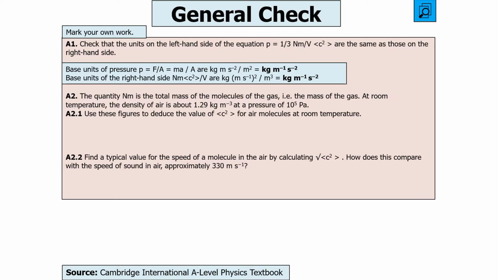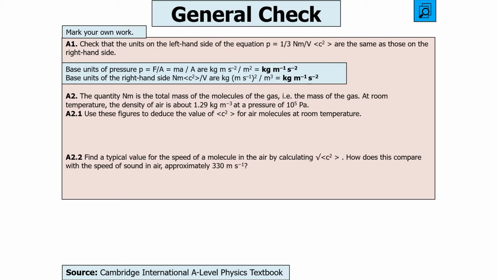Whilst on the right hand side, we can say it's Nm times c squared over V, so therefore it's going to be kilograms, because N is just a number, so it'll have no units. So it'll be kg, there'll be m s to the minus 1 squared, because it's going to be speed squared, divided by the volume, which is meters cubed, which gives kg m to the minus 1 s to the minus 2, which is the same units on each side.